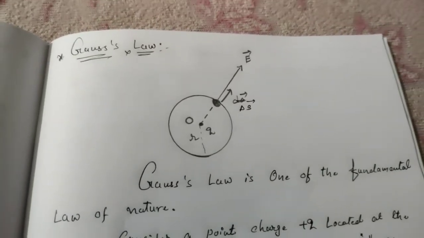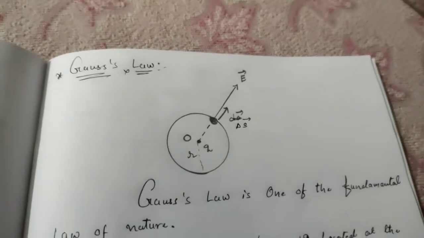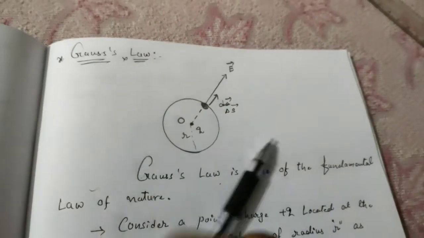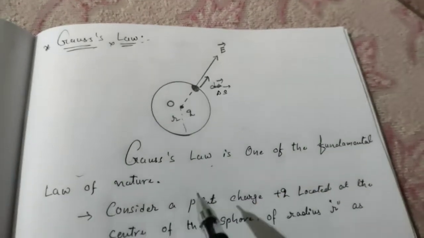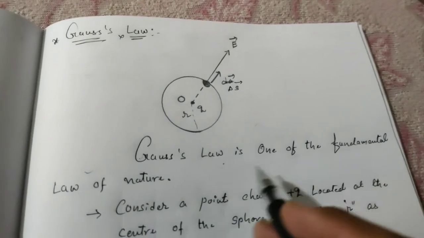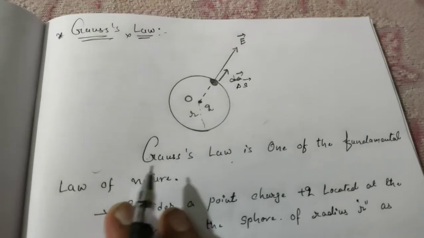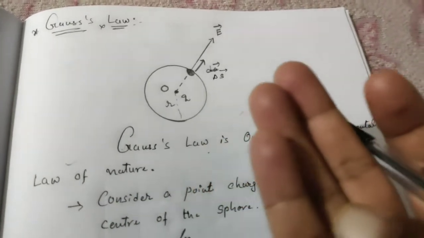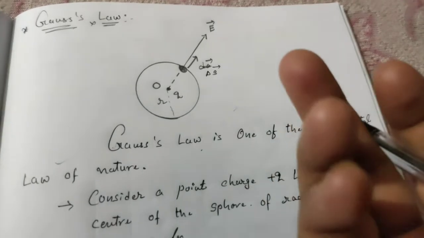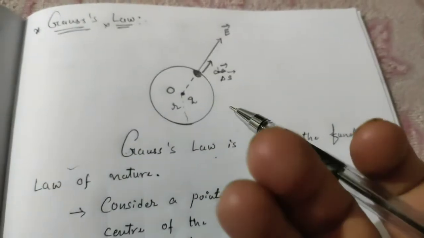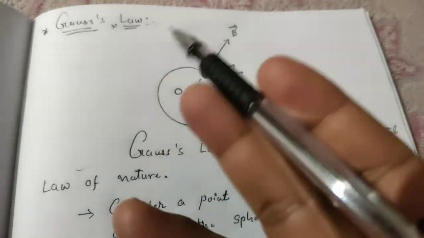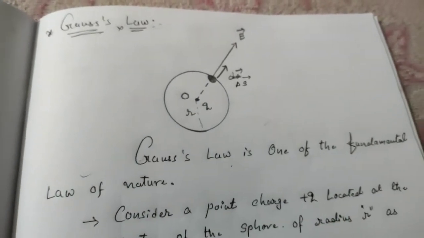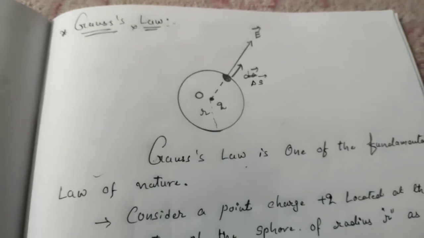Now we are moving towards an important topic of the chapter, which is known as Gauss Law. Remember that Gauss Law is one of the fundamental laws of nature. As you know, we have four fundamental forces: gravitational force, electromagnetic force, strong nuclear force, and weak nuclear force. But this is a law, and it is one of the fundamental laws of nature. So this is a very important topic.